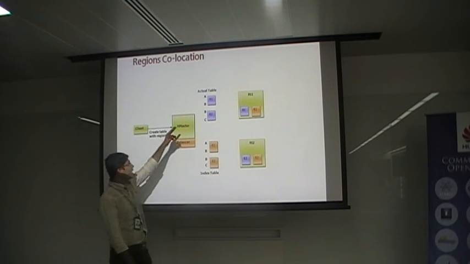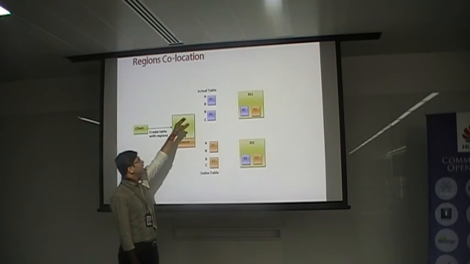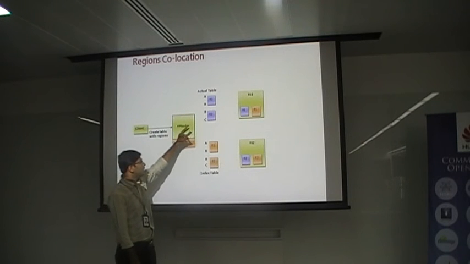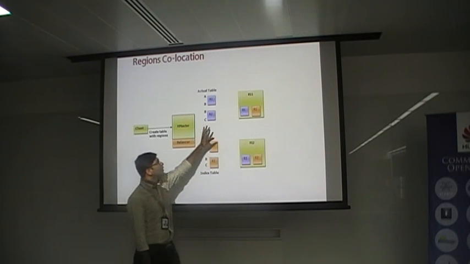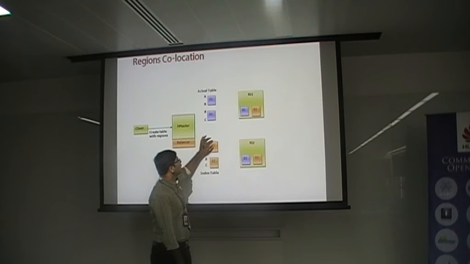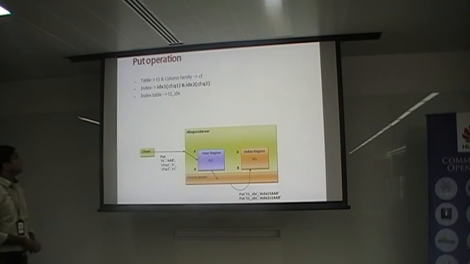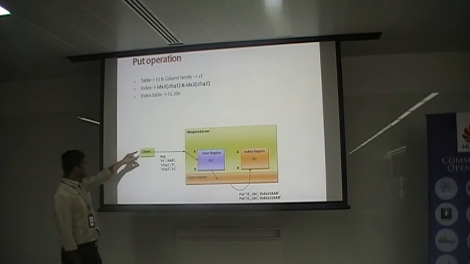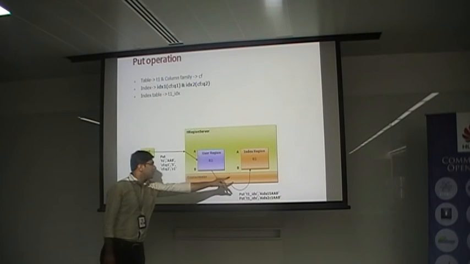So assume this is the actual table, which has region 1, region 2, starting from A to B is one group, B to C another group. This is the index table. In the same way, A to B, B to C will be co-located in the same region server. So this R1 and this R1 will belong to the same region server.